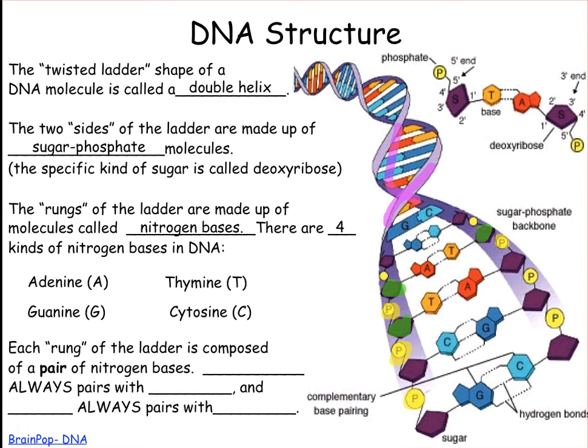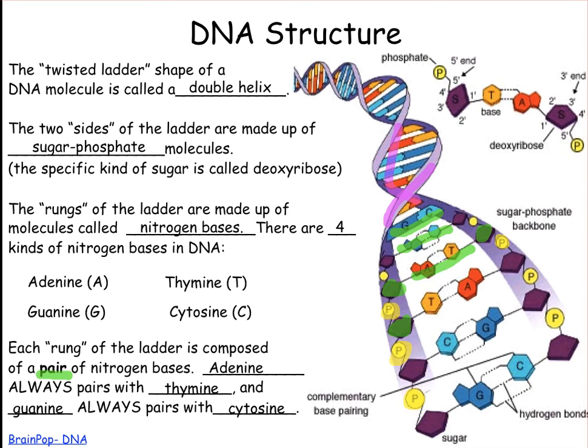Now, if we go back and look at the picture again, you will notice that the arrangement of nitrogen bases on the rungs of the ladder is not random. Here are the nitrogen bases arranged in the rungs, but they're not just randomly in there. First, you should notice that there is always a pair that makes up each rung of our double helix. And the second thing you should notice is that adenine always pairs with thymine, and that guanine always pairs up with cytosine.